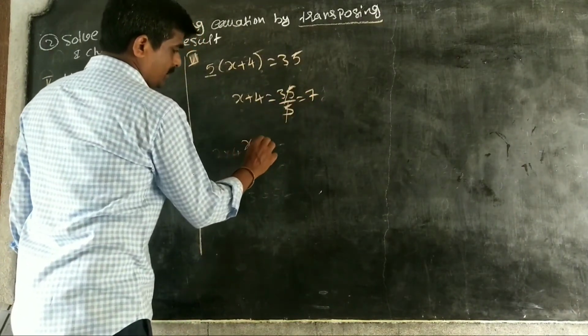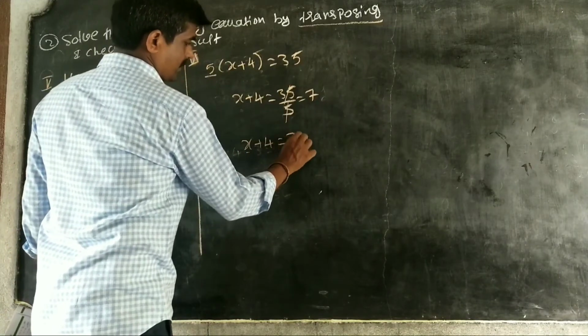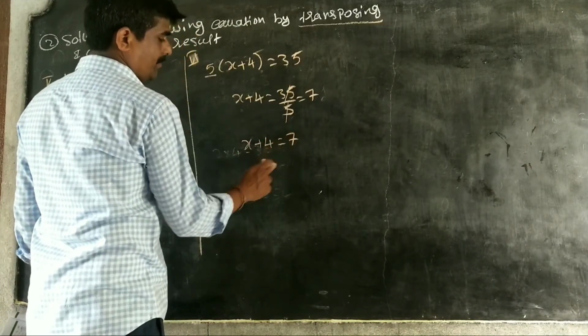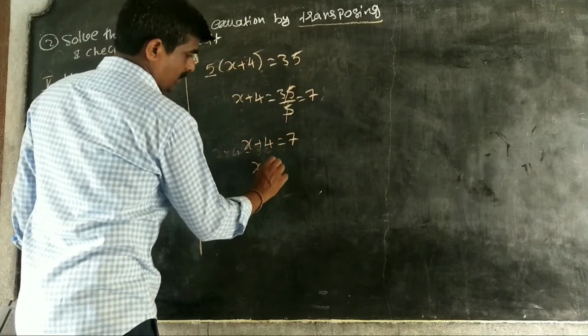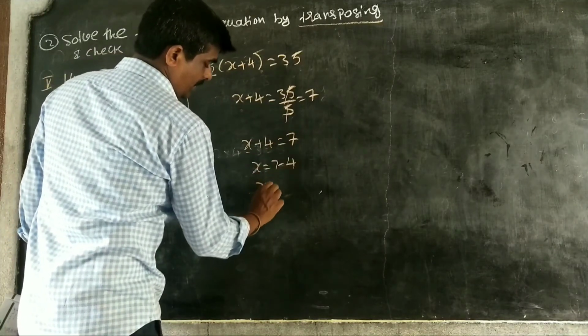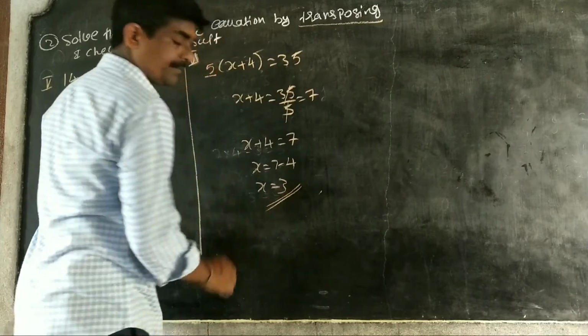Next, x plus 4 is equal to 7. Plus 4 brings that side as minus 4. x is equal to 7 minus 4. x is equal to 3.